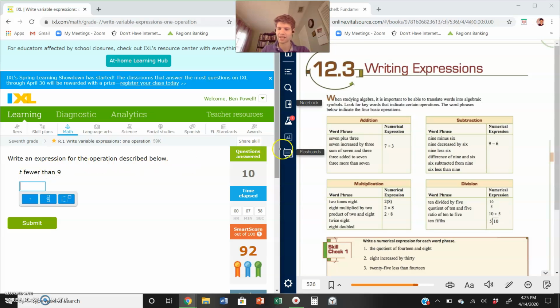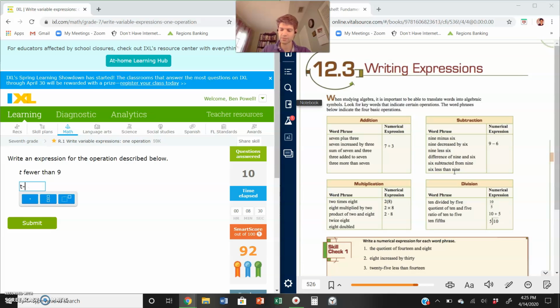T fewer than 9. What is fewer than? Well, we don't actually see it up here, but this looks like the same thing. Less than is the same thing as fewer than. It's going to be subtraction. So t minus 9. No. Because look what this says. 6 less than 9. Again, the order matters. So this is saying t fewer than 9. So that means we start at 9 and t is the fewer than.